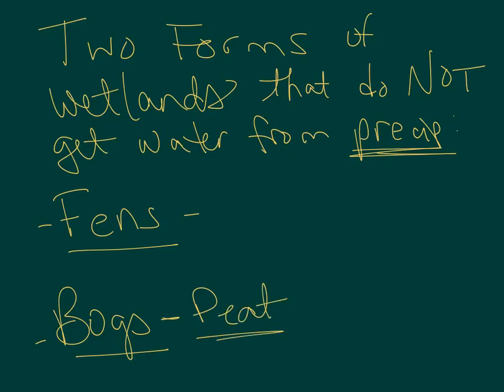Peat, after it decays, becomes your coal. So peat is decaying mosses or other vegetation, and people used to burn peat, and then if it gets pressurized, it becomes your coal. Bogs and fens often occur alongside streams. The Turtle Mountains and the Pembina Hills, fens and bogs, are the old lake beds.